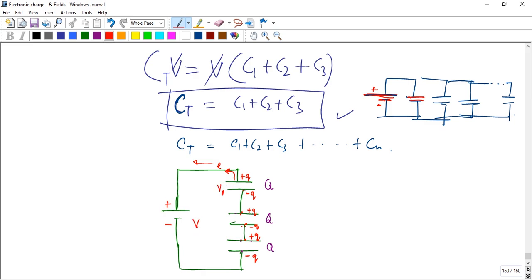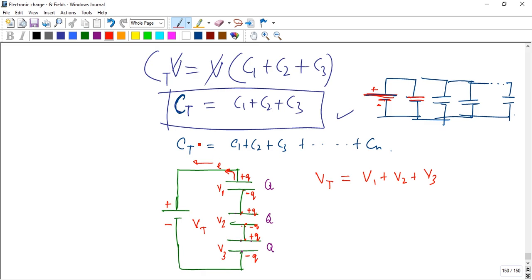Okay, the potential difference between these two surfaces is V1. Potential difference here is V2. The potential difference here is V3. The total is Vt. Similar to the superposition principle, Vt equals V1 plus V2 plus V3.